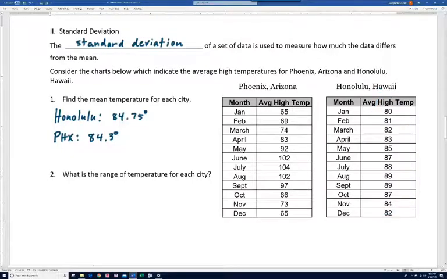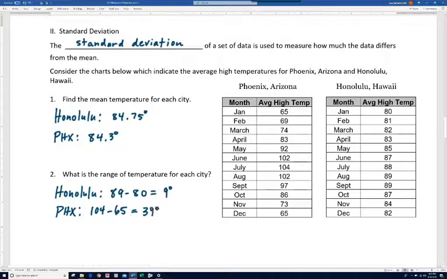So if you find the range, that starts answering the question here. For Honolulu, if you subtract your smallest from your highest average, you get 9 degrees. And if you do the same thing for Phoenix, you get 104 minus 65, which is 39 degrees. So you can see the range is much bigger for Phoenix. And so now we're starting to get a better picture of what's really going on here. And in fact, standard deviation will give us an even better picture.